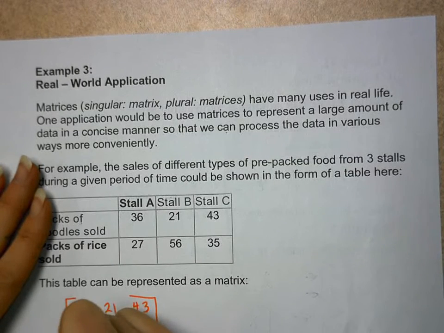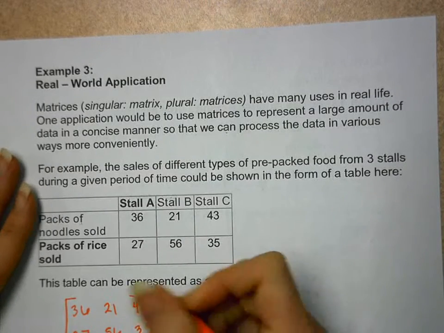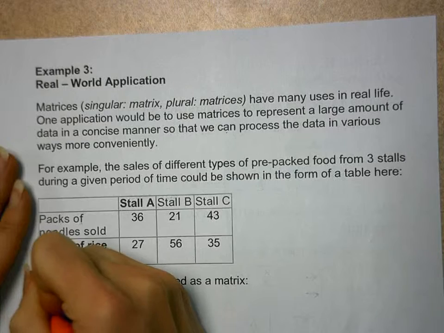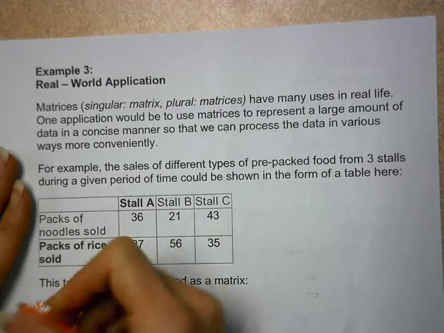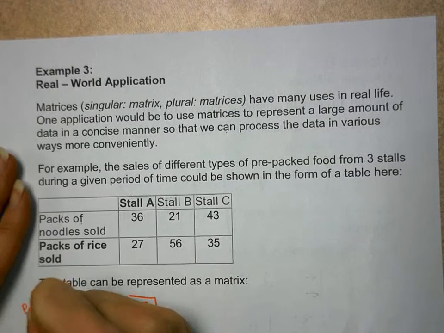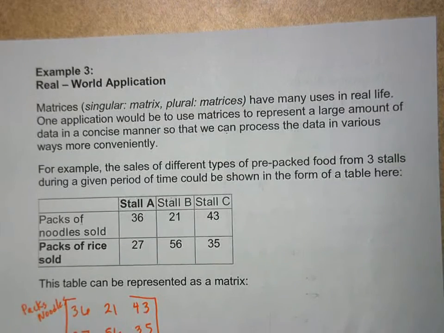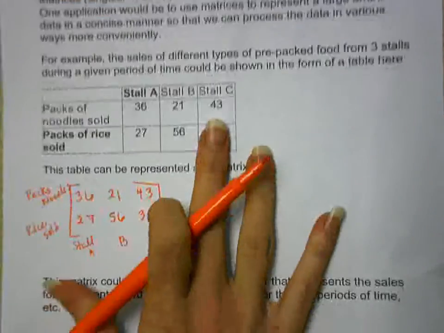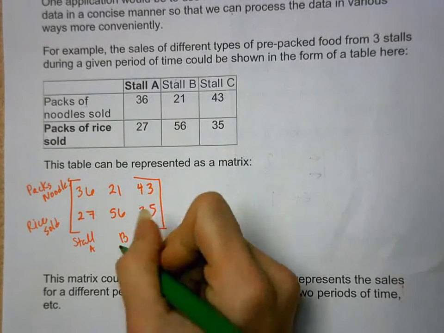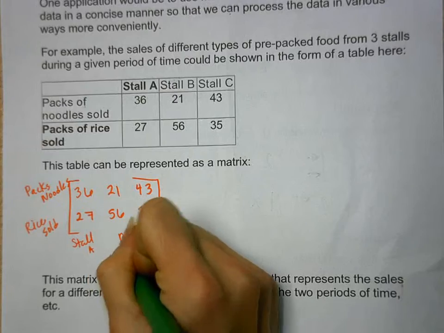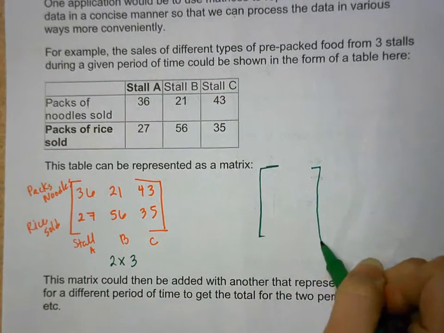And this would correlate with stall A, B, and C, and this would correlate with packs of noodles and rice sold. Okay, how could I have done that differently? How could I take that rectangular array and make it into a different matrix? Well, right now, this would be seen as a 2 by 3 matrix. We can change this around and make it into a 3 by 2 matrix.